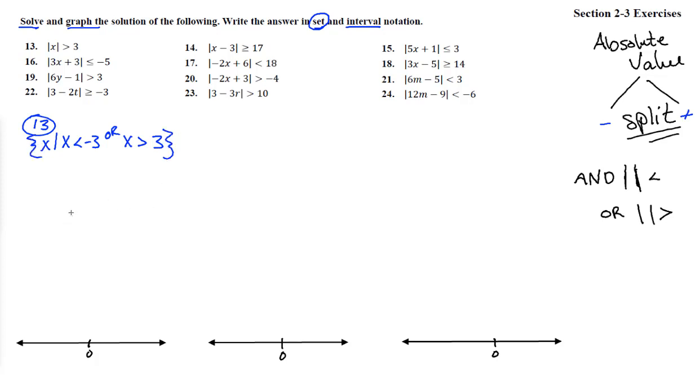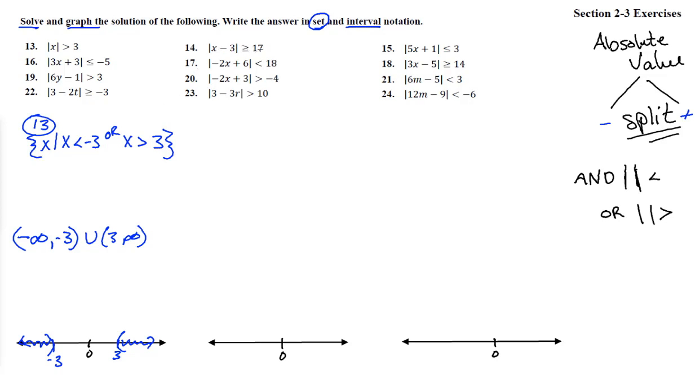There we go. On the graph, it looks like this. Here's 3, and here's negative 3, and it's bigger than 3 or less than negative 3. And the interval notation looks like this: negative infinity up to negative 3, not including negative 3, union 3 to infinity. Excellent.